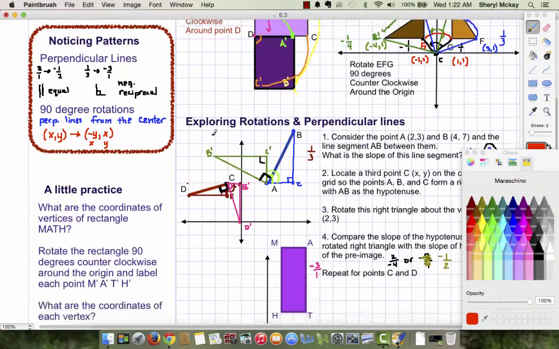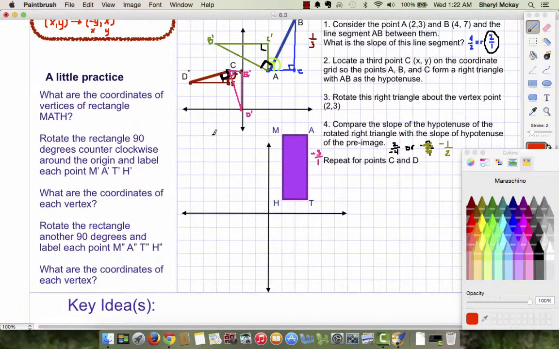All right. Now let's do some practice. First off, what are the coordinates of the vertices of this rectangle, MATH? What are the coordinates of the vertices of that rectangle? Please record the vertices, each of the corners, each of the points. Do that.